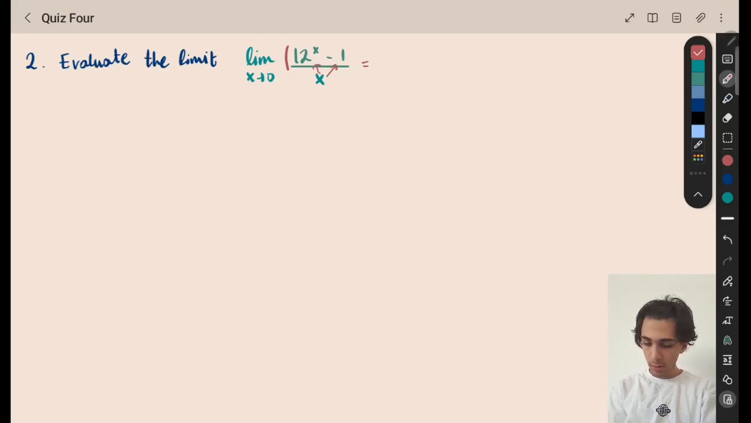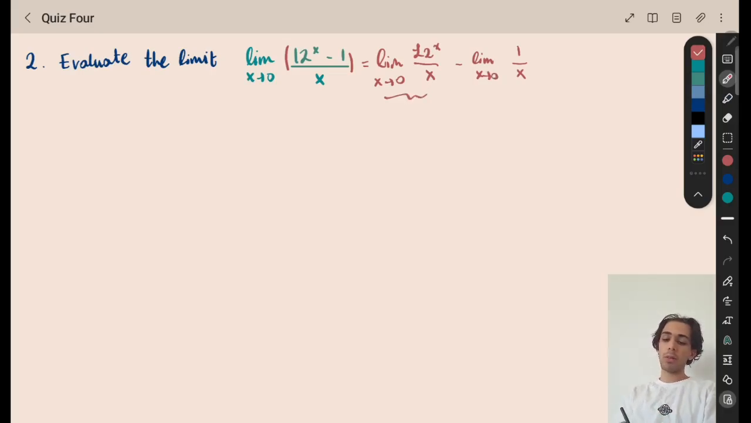this x to get 12 to the x divided by x minus 1 over x. And then the limit of the sum is the sum of the limits, so I would just simply take x going to 0. And while this is a limit I don't know anything about, I know that this limit diverges to plus or minus infinity. And so I was like, okay, this limit definitely does not exist.